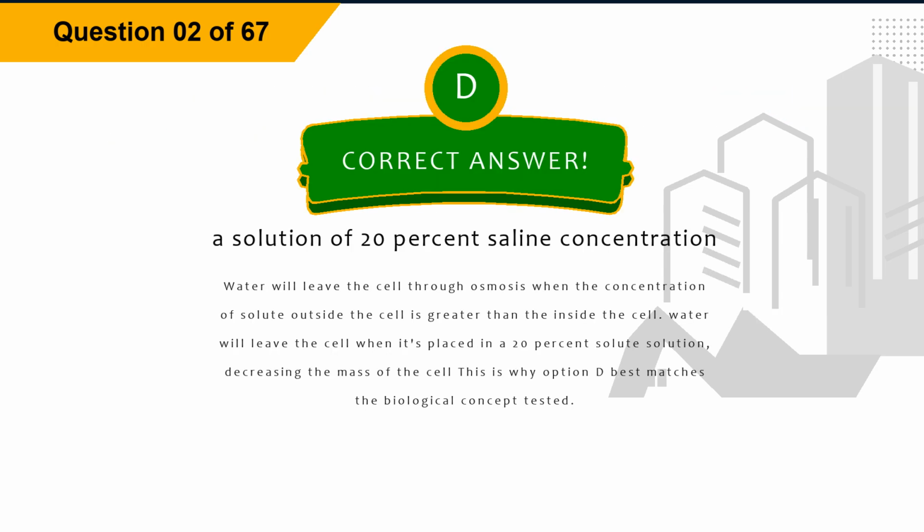The correct answer is option D. A solution of 20% saline concentration. Explanation. Water will leave the cell through osmosis when the concentration of solute outside the cell is greater than inside the cell. Water will leave the cell when it's placed in a 20% solute solution, decreasing the mass of the cell. This is why option D best matches the biological concept tested.